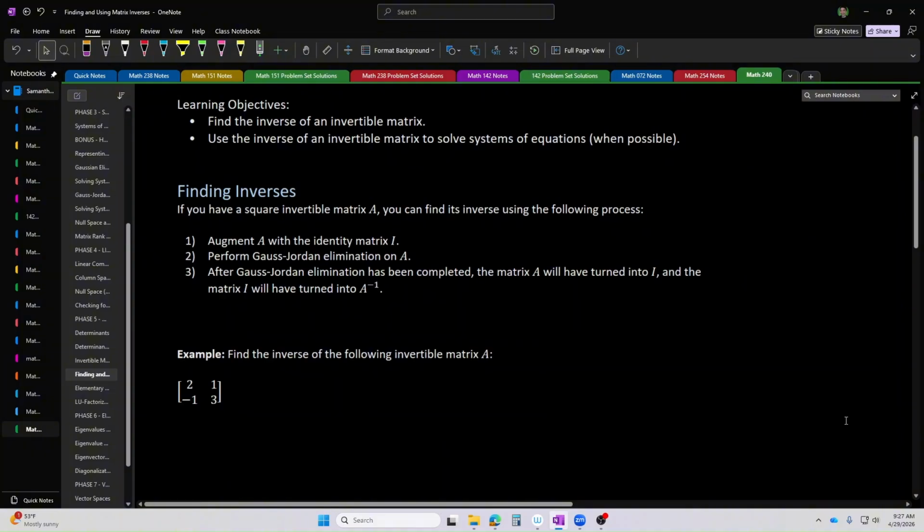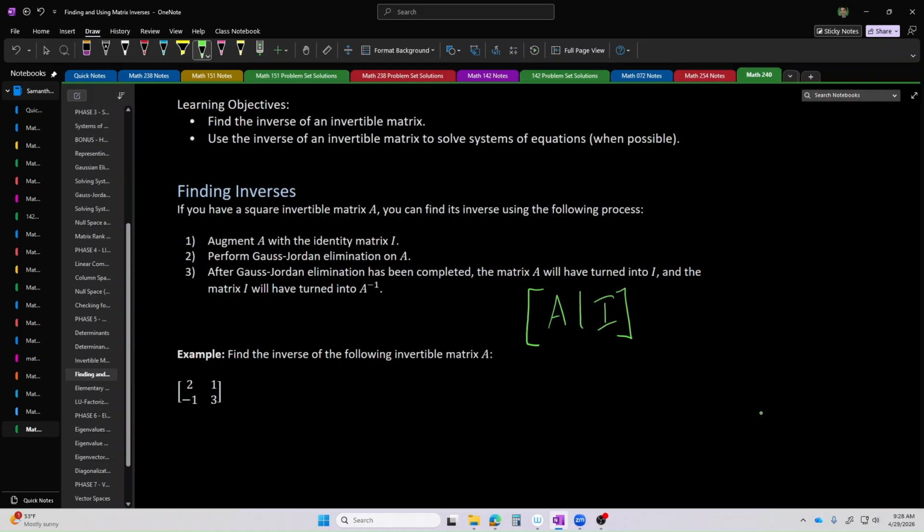You start by taking your invertible matrix A, and then you augment the matrix A. You augment it not just with a single vector B, but you augment the matrix A with an entire other matrix, namely with the identity matrix. Then go through and do the full Gauss-Jordan elimination process. Completely convert the matrix A to reduced row echelon form.